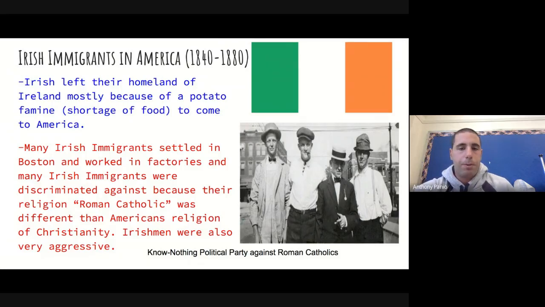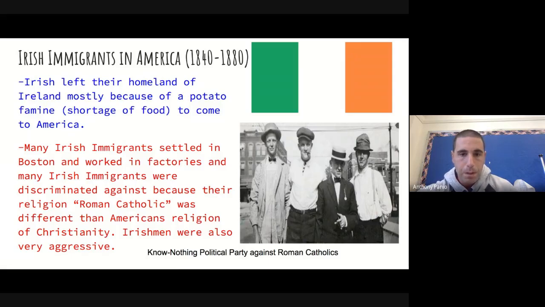So many Irish immigrants, when they came into the country, were discriminated against for many different reasons. Number one, their religion was a lot different than the normal religion that was practiced by the people in the North, which was Christianity. They had a form of religion called Roman Catholicism or Roman Catholic. You don't need to know the differences between the two. Just know that they practiced a little bit of a different religion, and that often led to them being mocked or made fun of or looked at in a lesser way.